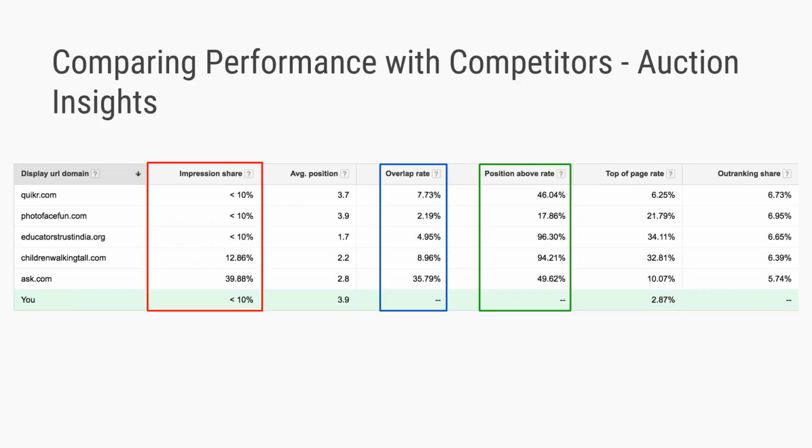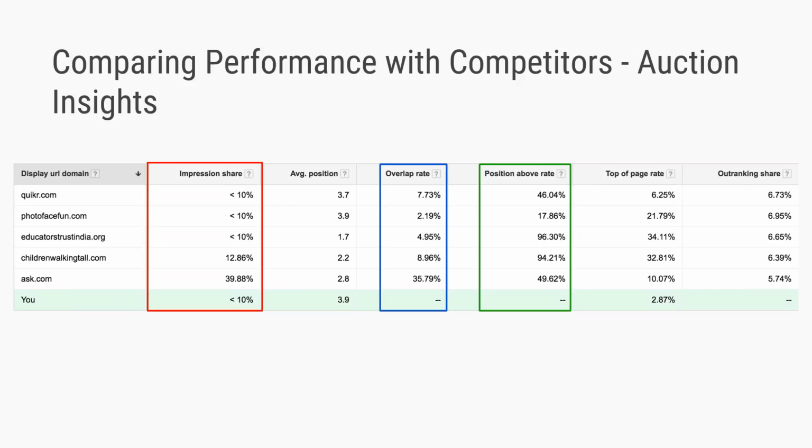Another good indicator is top of page rate. It says what percentage of time these advertisers showed on top of the page. For my website, it's clearly terrible. My average position is just 3.9, whereas my competitors are at 2.8. Photo face is also at 3.9.